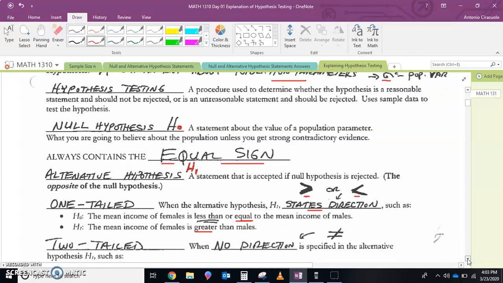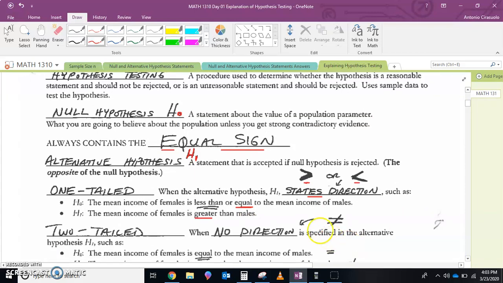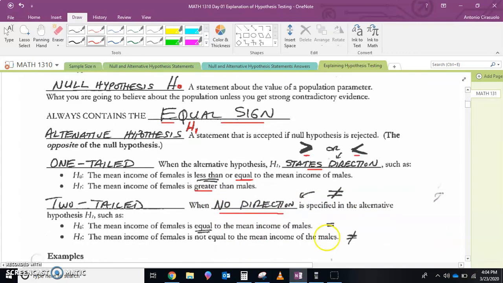Two-tailed tests, basically no direction is indicated. Okay, and so in this case, you'll see that, for instance, the mean income of females is equal to the mean income of males. You can see that we're not saying anything about greater than or less than. So you can see that the null hypothesis is going to have an equal sign, and the opposite of that is that the mean income of females is not equal to. So it would have a not equal sign involved.